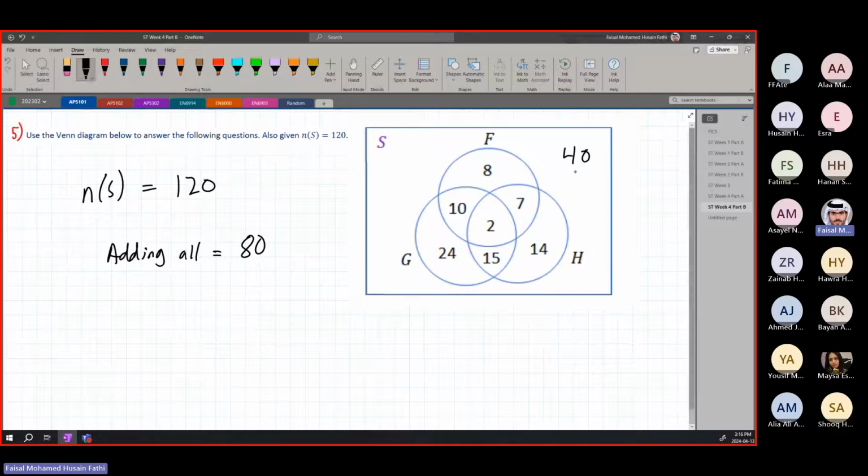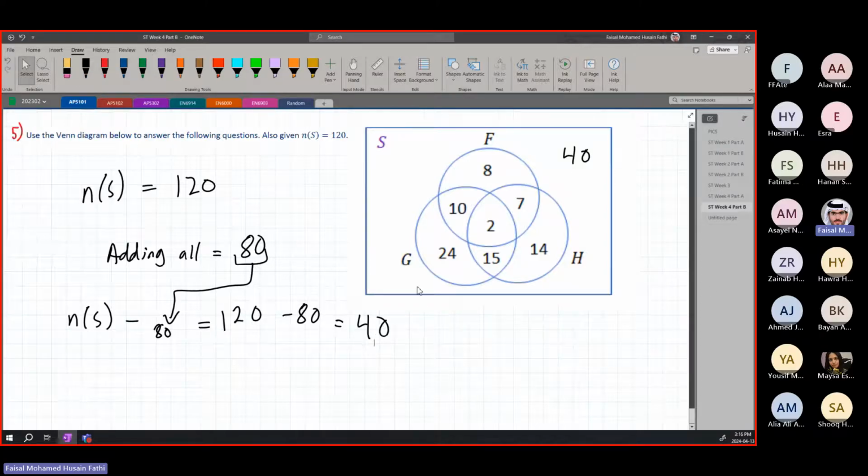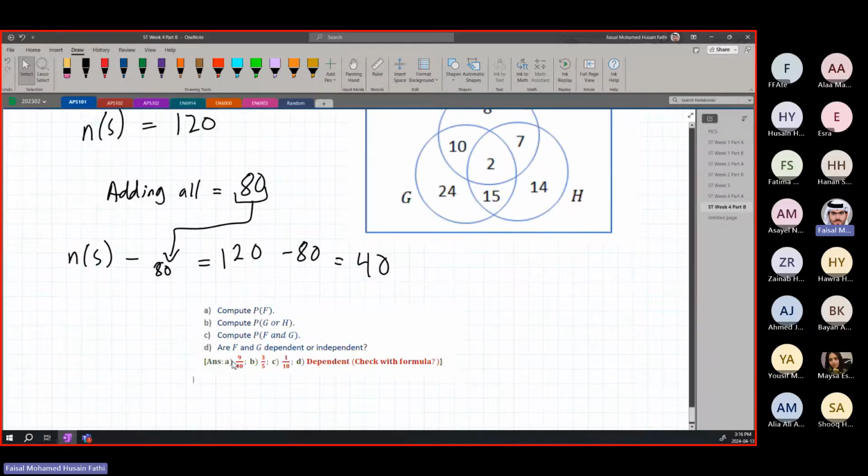Again, how did I get the 40? It's just n of S minus this 80 over here. So it's equal to 120 minus 80, which is simply equal to 40. This is how much is remaining from the sample space. Since they're not inside any of these Venn diagrams, it has to be in the outside space, okay? This is just an extra concept. It's not a part of the question. I just want you guys to understand it, all right?